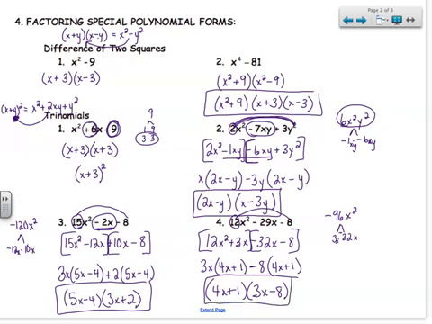Hopefully you found that rainbow method is starting to come back to you. I have to say, rainbow method to me was like an epiphany, because back when I was in school, I never learned rainbow method, and we used to just have to guess and check. Guess and check can take a very long time if your first term and your last term have a lot of factors.